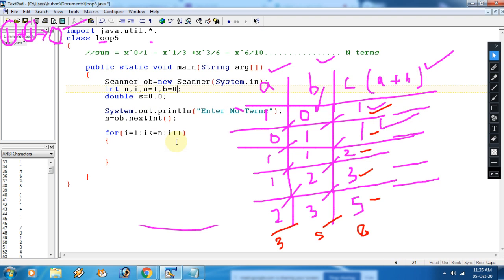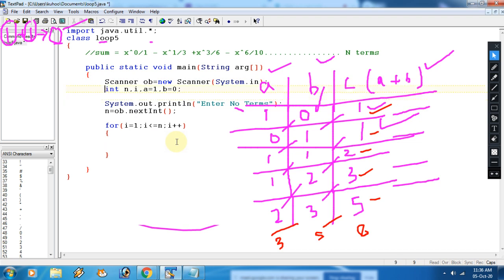C is not required, S is not required, only this much is required. C is required for the sum, so we can use that in a small letter. After that, see what I am doing, A plus B. So what you are supposed to print? This I was expecting. So we are printing only C.